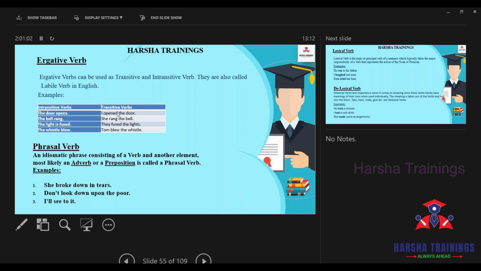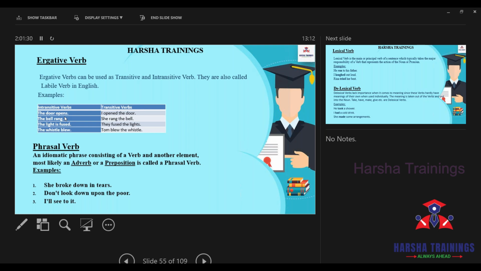So, ergative. What are ergative verbs? They can be used both as transitive and intransitive verbs. They are called labile verbs in English. I'm not sure how far you are able to understand these verbs. See, an intransitive use is: the door opens. There is no object required there.